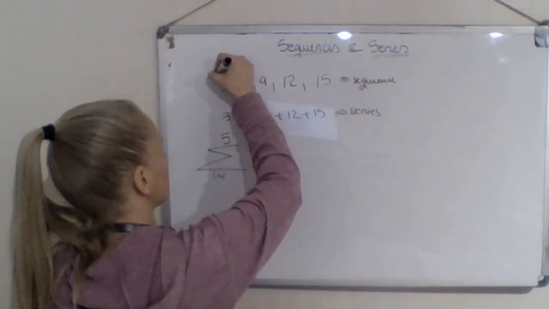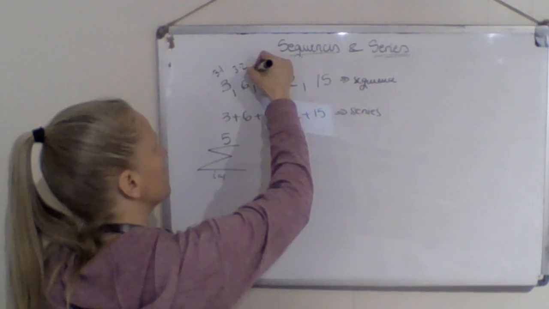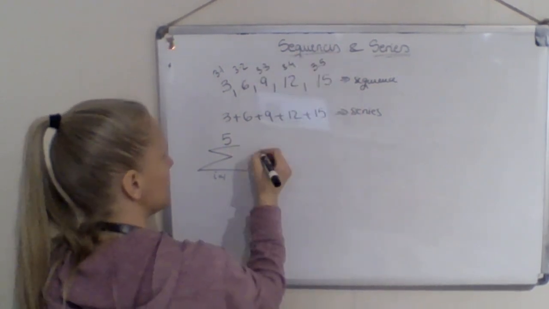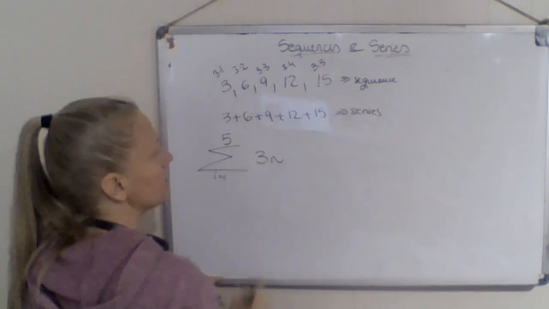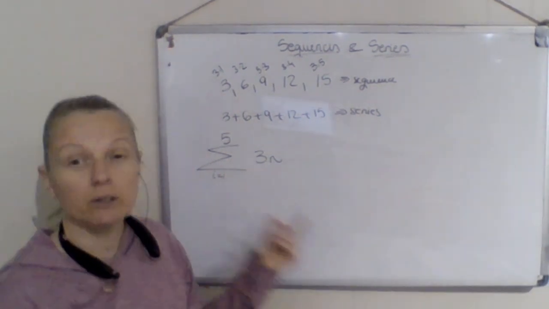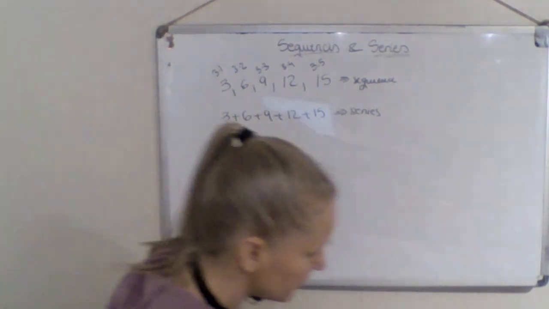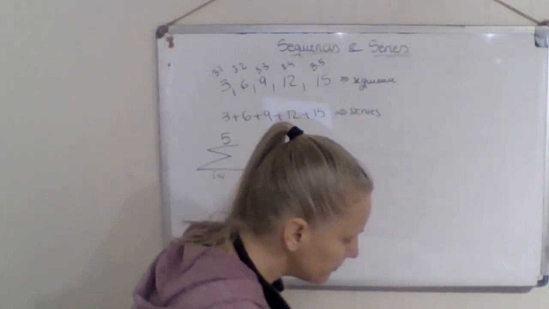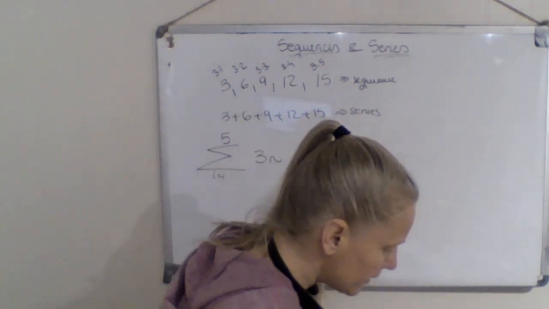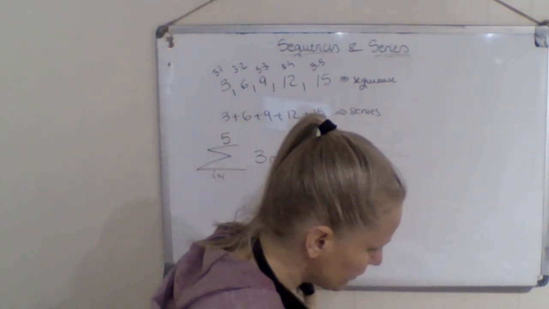Do you remember the rule for this one? This was 3 times 1, 3 times 2, 3 times 3, 3 times 4, and 3 times 5, so this is 3i. You put this sum symbol, and then you put in your rule for that particular notation. That is called sigma. Oh, it's not epsilon, it's sigma. I was wrong. It's a Greek letter, and it means sum, and that's how you write it, okay?